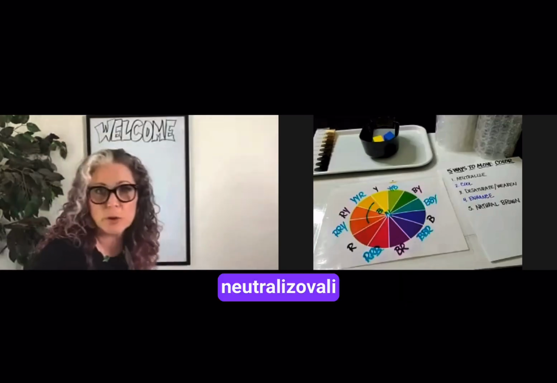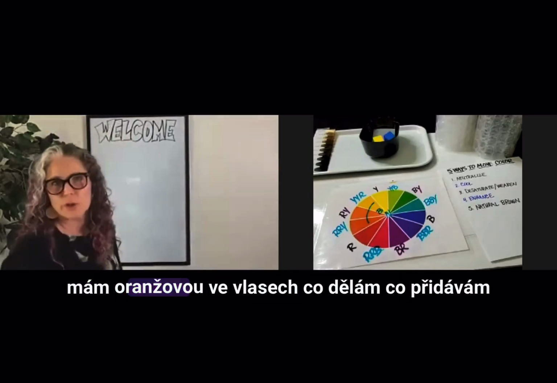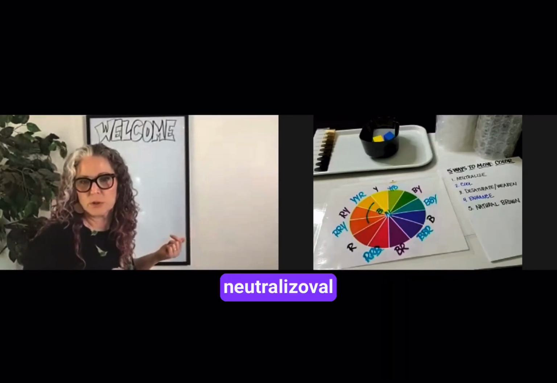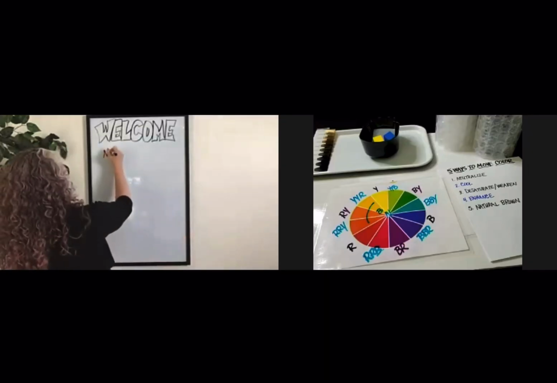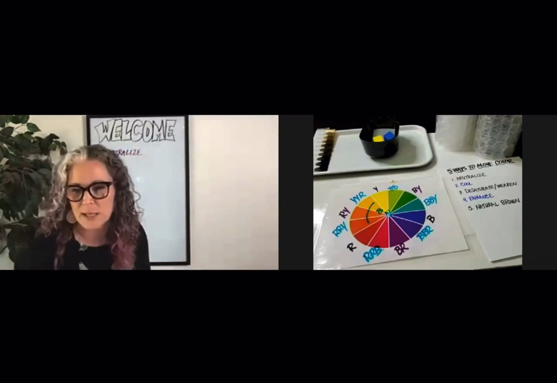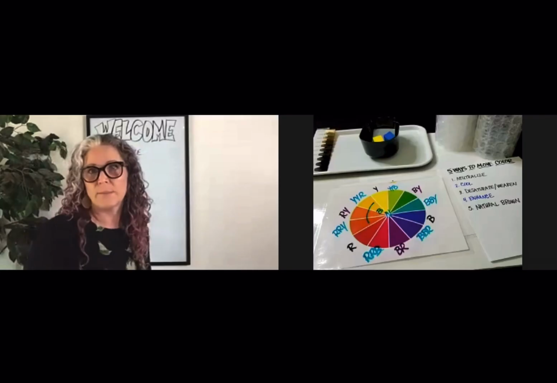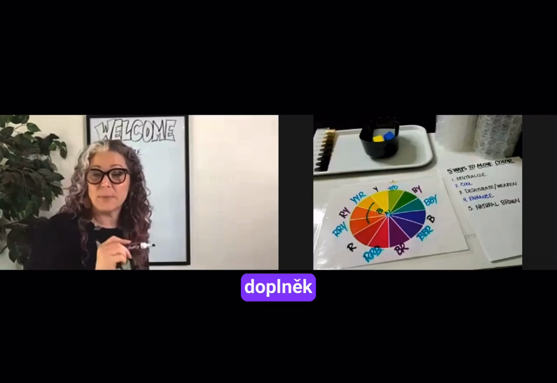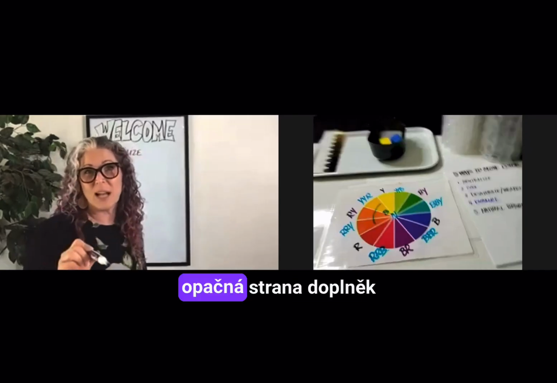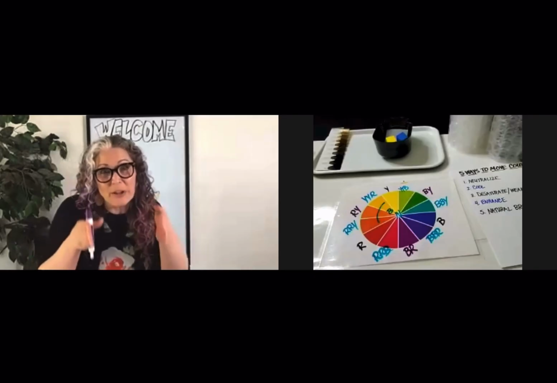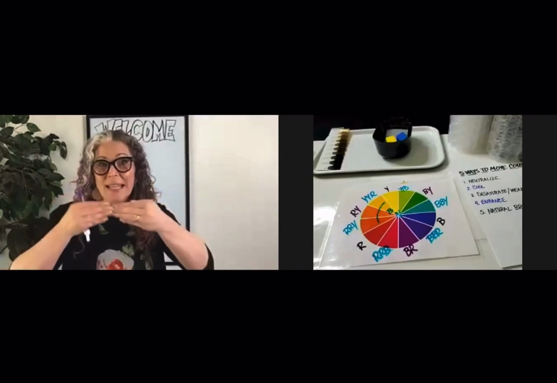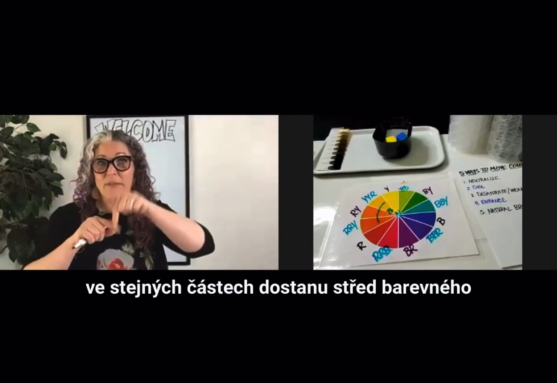All right, so the first one is we neutralize. What do we do in order to neutralize something? If I have orange in the hair, what do I do? What do I add to neutralize? So to neutralize, I add the complement, don't I? Oh, we didn't cover complement, but yes, we add the complement. The complement is the color on the opposite side of the wheel, right? The opposite side complement, when I put them next to each other in a head of hair, it will be the most contrast. But when I mix them together in equal parts, I get the center of the color wheel.